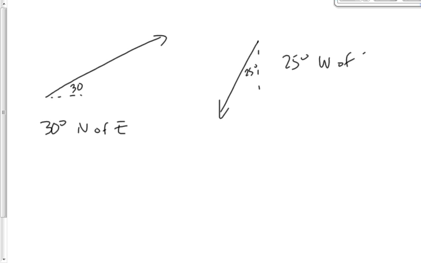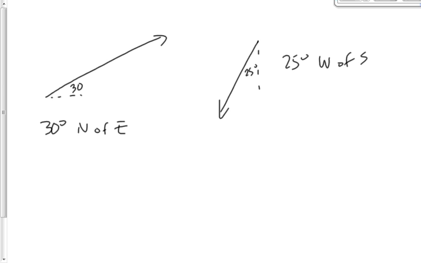Let's say we got a vector like this, and its angle is 30 degrees. We're not going to try to find the components for a second. We're just going to express what that 30 degrees is relative to. When you see a picture, we've got the frame of reference already drawn, but when you're saying it in words, how do you express it? This would be 30 degrees north of east. This one would be 25 degrees west of south. So how do we figure that out?